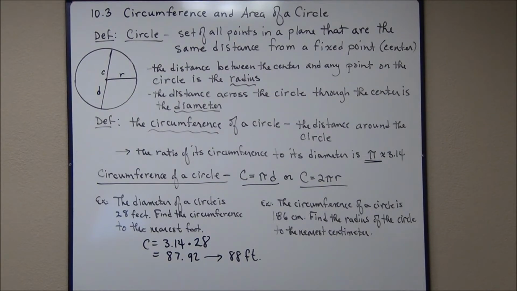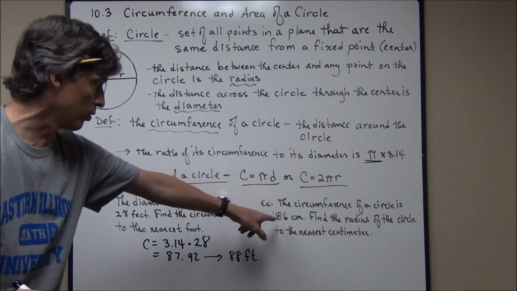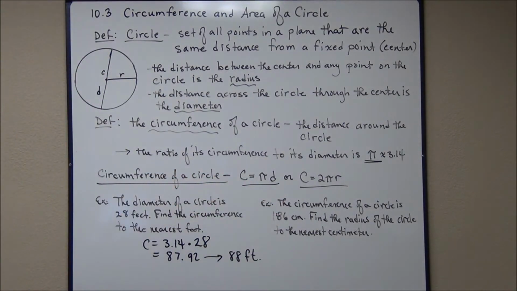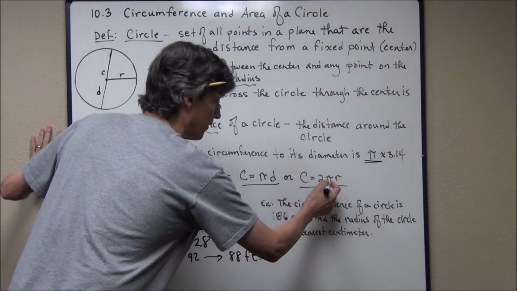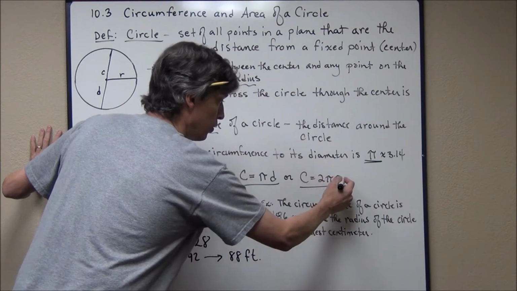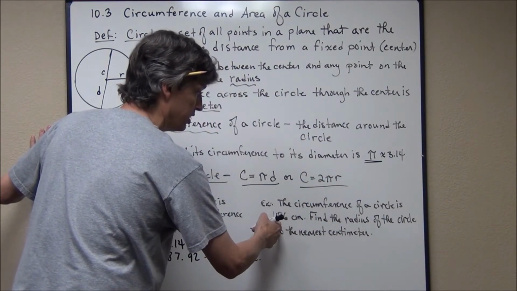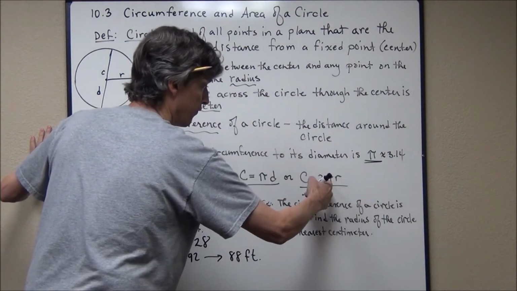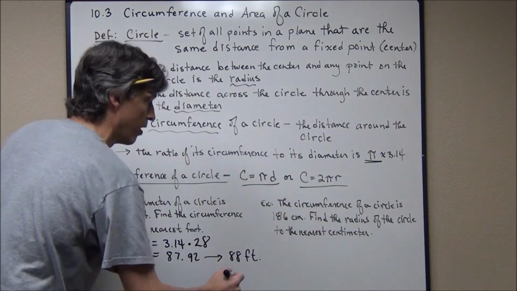The second example is a little different. Here I give you the circumference. It says the circumference of a circle is 186 centimeters. Find the radius of the circle to the nearest centimeter. So I'm going to use this formula this time. I'm going to write C equals 2 pi r, but I'm going to plug this in for C and 3.14 in for pi, and then I'll solve for r.